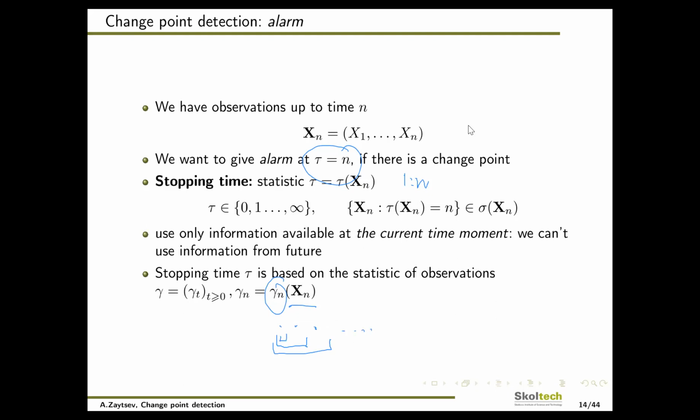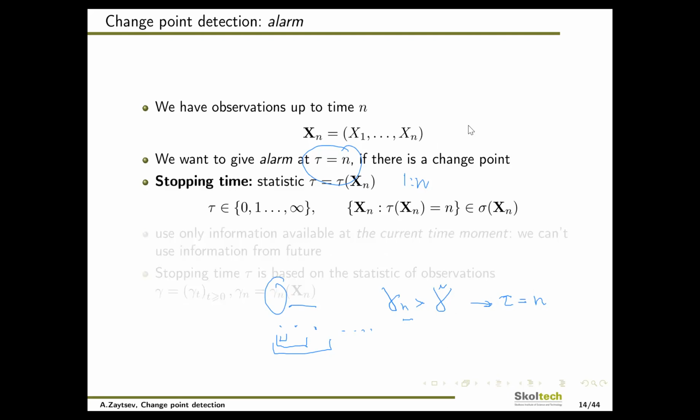And so we want to consider the family of stopping times related to these statistics of observations that we somehow produce. The simplest example we can imagine is that if this gamma n is greater than some threshold gamma with a tilde, then we say that we have tau that equals n if it is the first time for gamma to exceed the threshold.